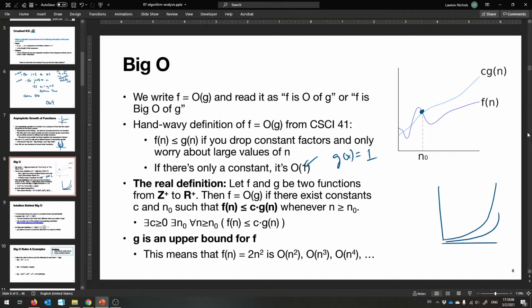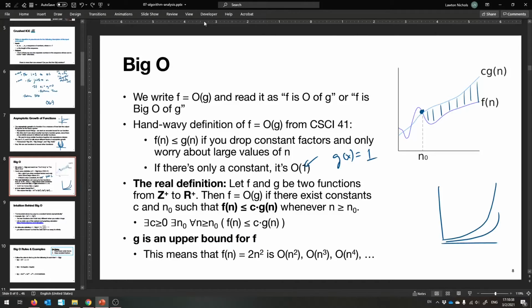That is the key. And from that point onward, c times g of n wins. It's always bigger. There's always this gap. Or they're right on the money, okay? Or they're equal to each other. That is what it means for two functions to be related under big O. We say that the second function, the one that's inside of the O, it's almost like it's a function call itself, that is the upper bound. g is an upper bound for f.